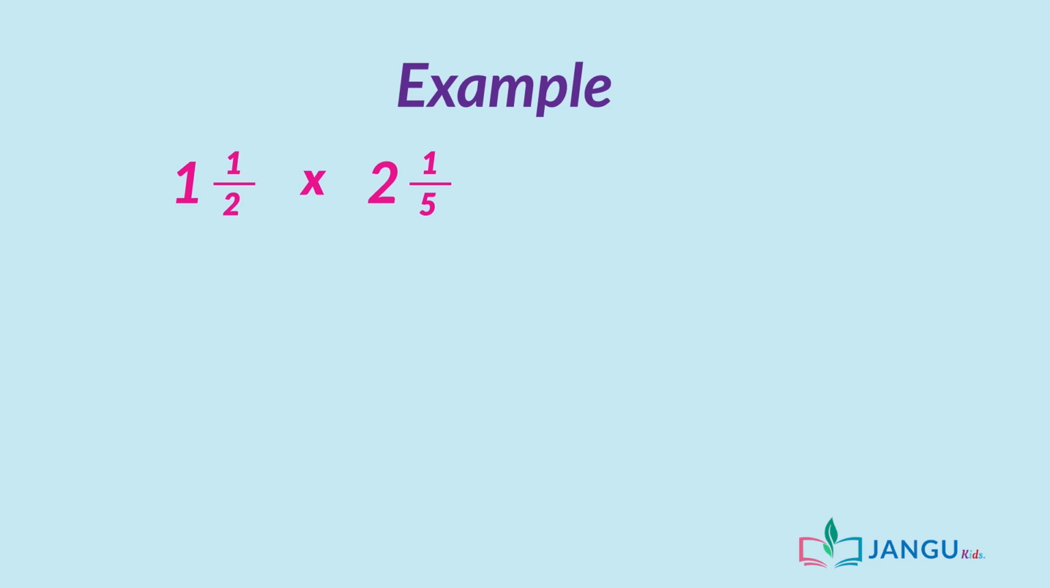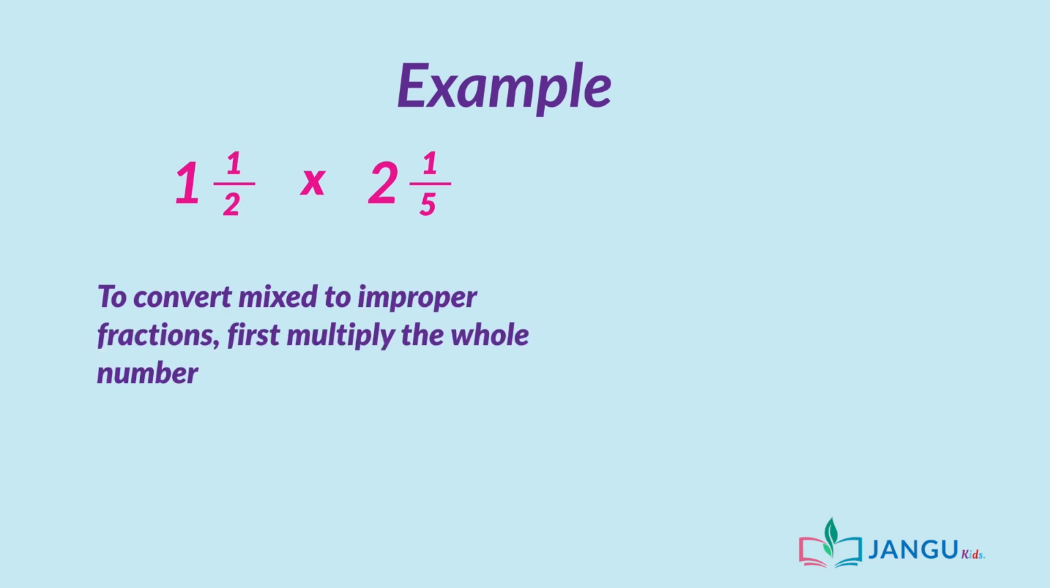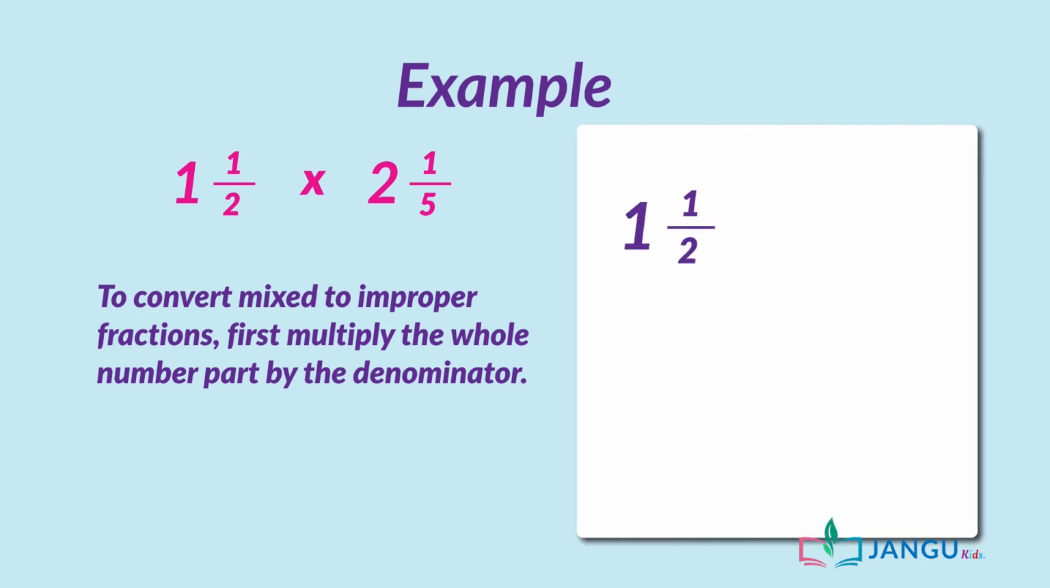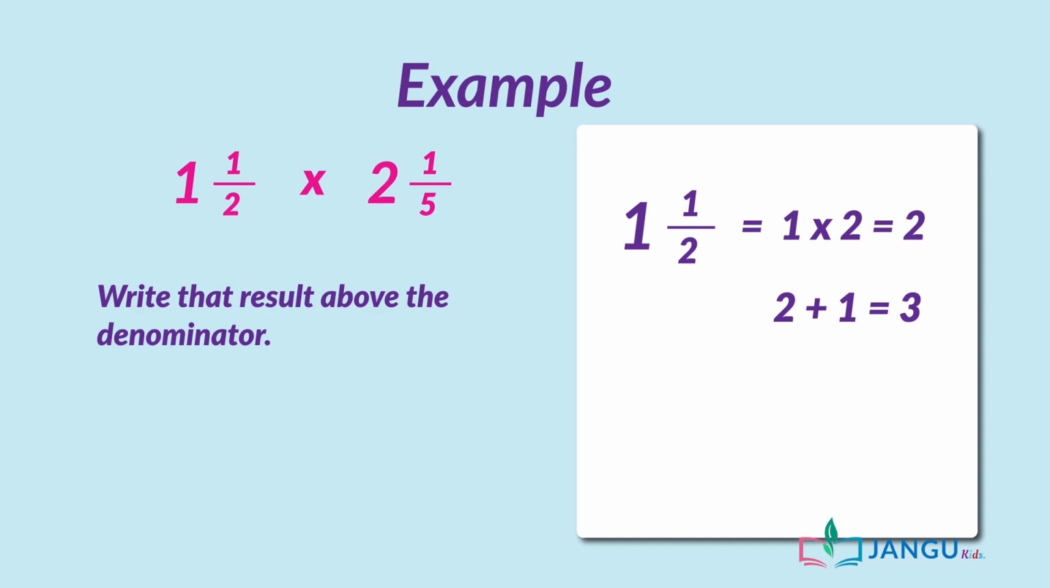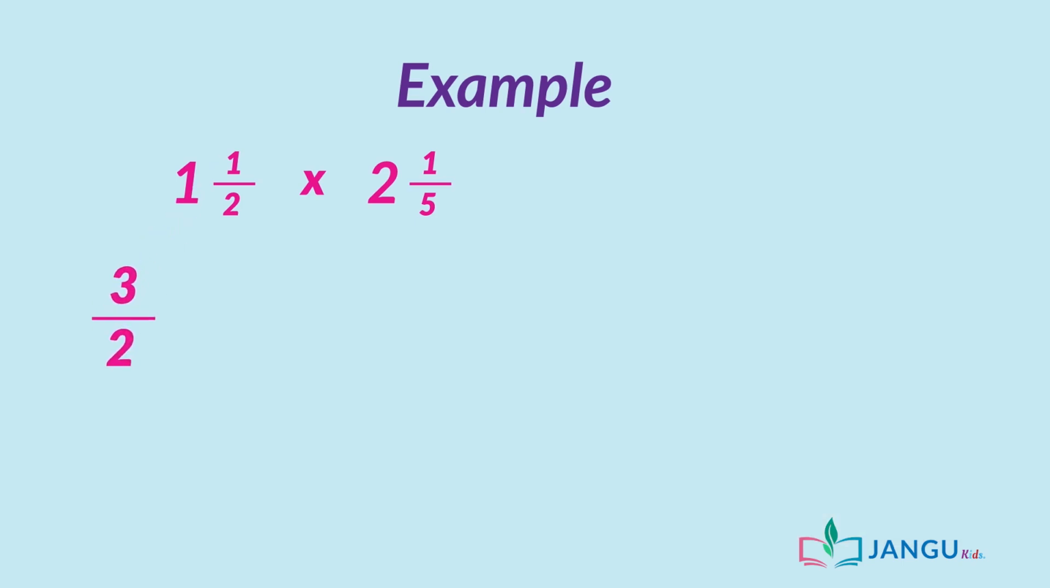Step 1. Convert mixed to improper fractions. To convert mixed fractions to improper fractions, first multiply the whole number part by the denominator. 1 times 2 equals 2. Next, you add that to the numerator, 2 plus 1, which equals 3. You write the result above the denominator, that is 3 over 2. Therefore, 1 whole number 1 over 2 equals 3 over 2.